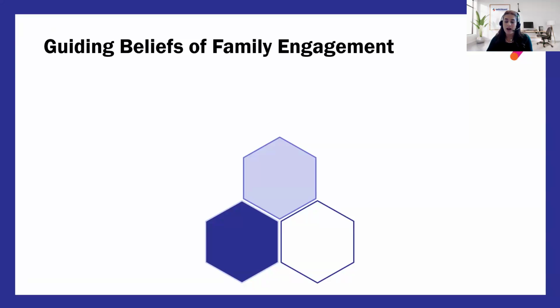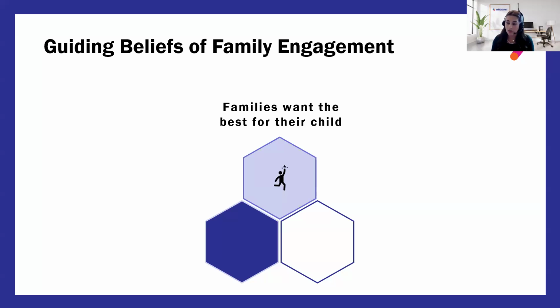Before we talk about the dual capacity framework, we're going to talk about the guiding beliefs of family engagement. These are really going to ground us. This is important, especially in the context of today's training, because we're focusing on newcomer and refugee families. The first is that families want the best for their child, right? Every family, regardless of their background, wants the best for their child. Starting with this belief really helps us build positive trust and positive relationships with families.